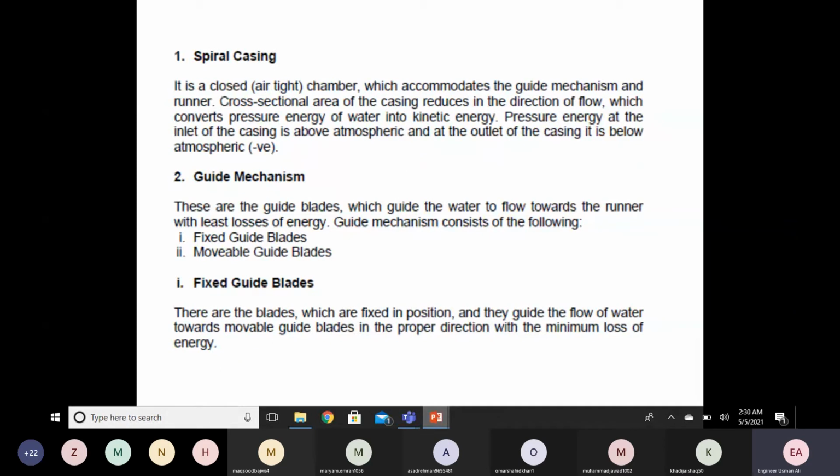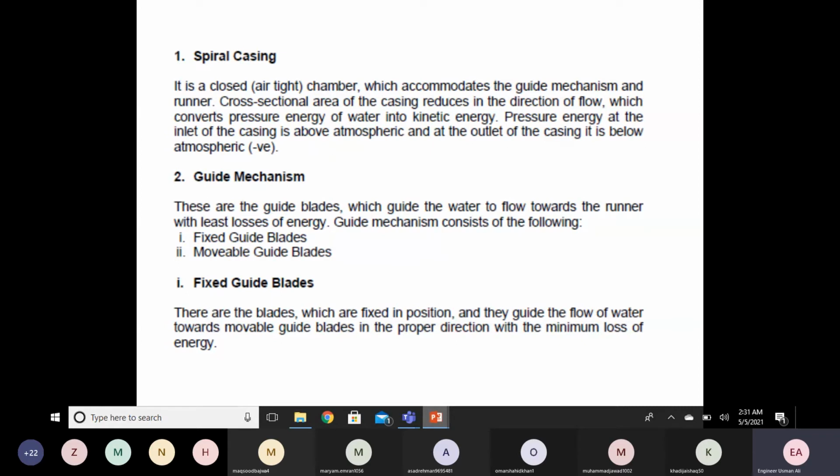Cross-sectional area of casing reduces in the direction of flow, as I mentioned, which converts pressure energy of water into kinetic energy. Pressure energy at inlet of the casing is above atmospheric, that is positive pressure, and at outlet of the casing it is below atmospheric, that is a negative pressure. तो ये मैंने चीजें पहले explain कर दी हुई हैं. Guide mechanism, these are the guide blades which guide water to flow towards the runner with least losses of energy.